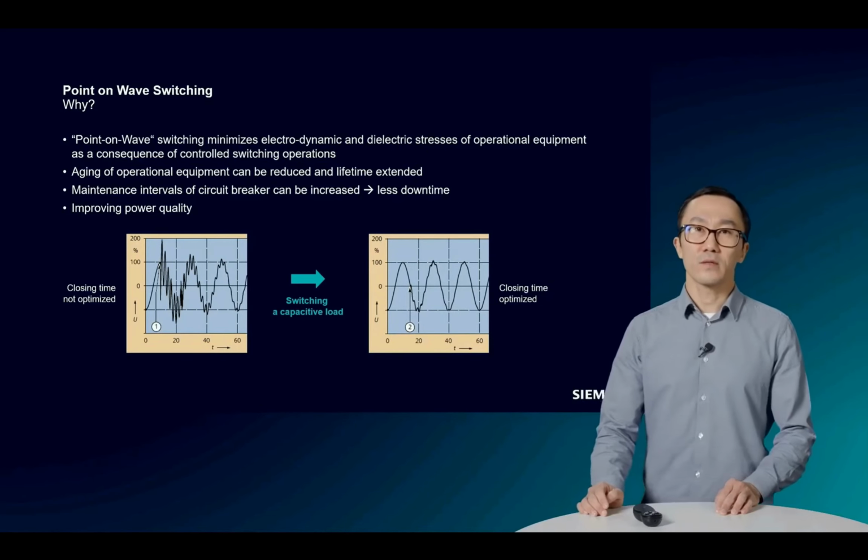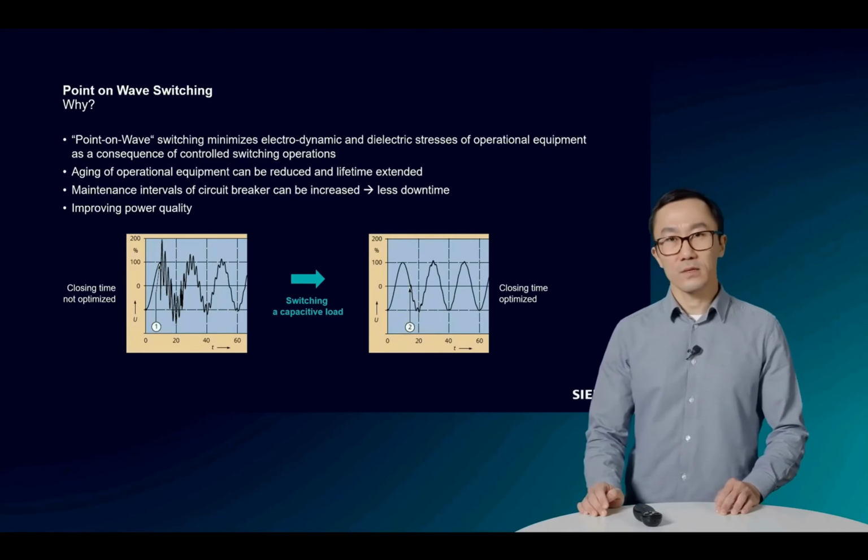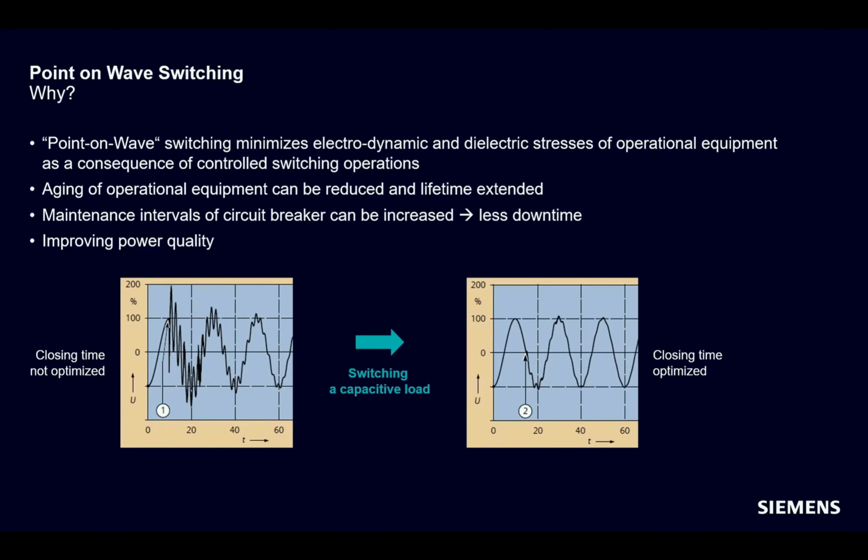Point-on-wave switching minimizes electrodynamic and dielectric stresses of switching devices as a result of controlled switching operation. Thus, aging of equipment can be reduced and lifetime can be extended. Furthermore, the maintenance intervals of circuit breaker can be increased, which lead to less downtime and high availability of the system. Also, the power quality in the system can be improved.